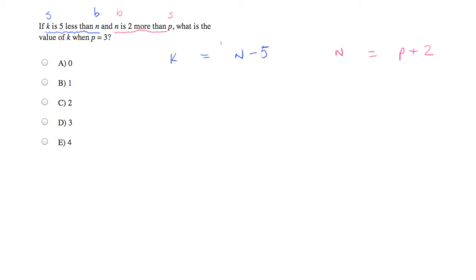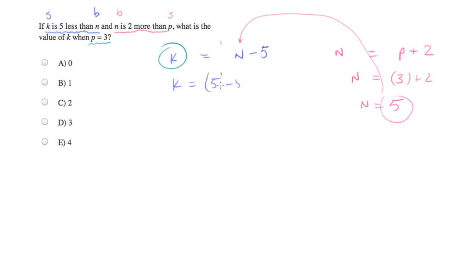Now, in this particular problem, the way that you solve it is they've asked for k, but they've told you p equals 3. So let's plug in p of 3 plus 2. That'll equal n. So n equals 5. And now let's plug that in here. So k will equal 5 minus 5. So k equals 0. That'll be your answer, and that is A.